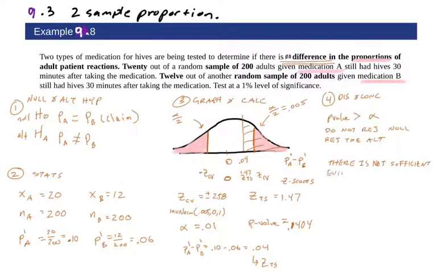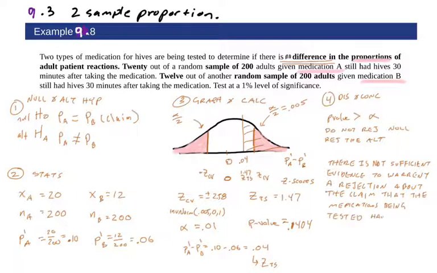So there is not sufficient evidence to warrant a rejection here about the claim. And let me pause here real quick. Recall, whenever the claim is your null, you never want to use the word you support. So we're just saying warrant or rejection. So we're just being a little bit more cautious here. And then the claim here is going to be about the medications being tested and have no difference in this case.